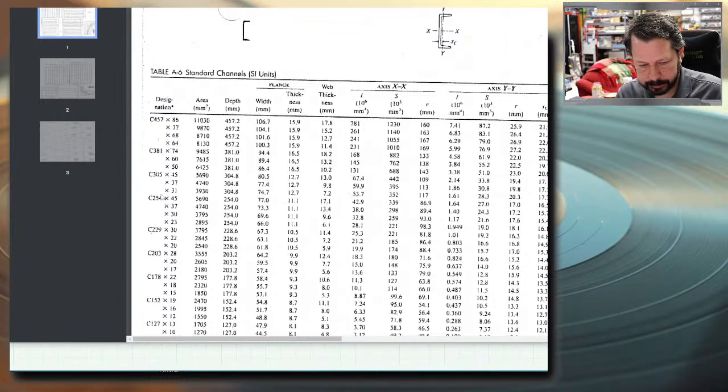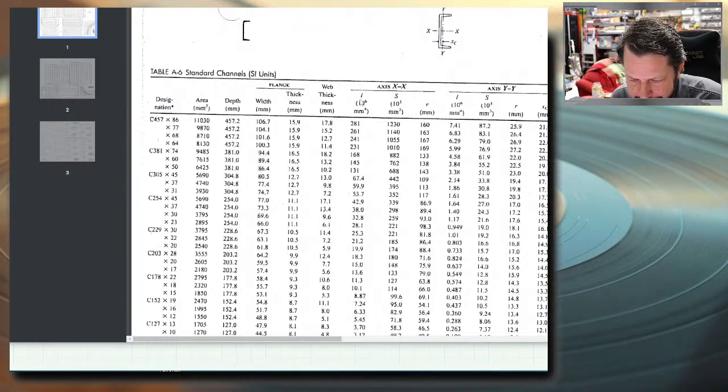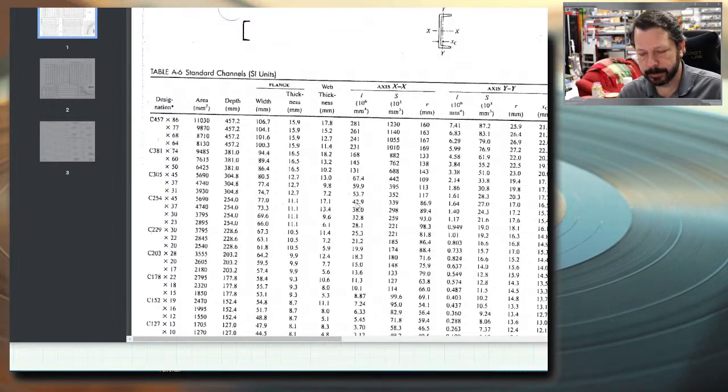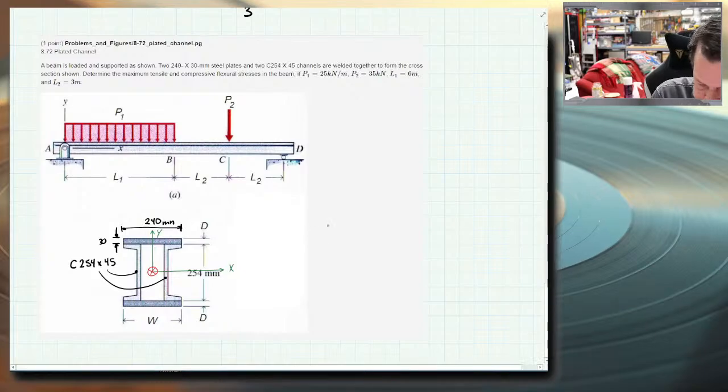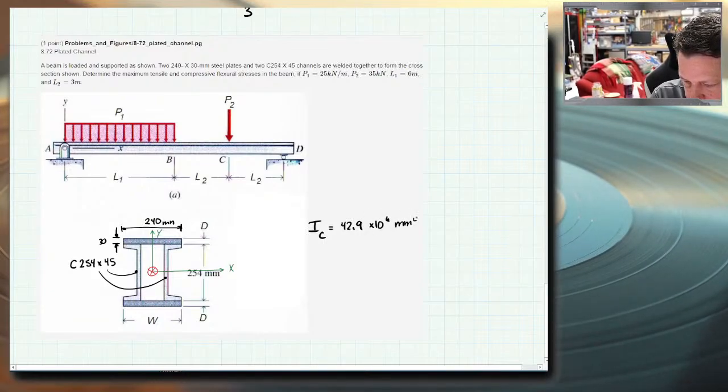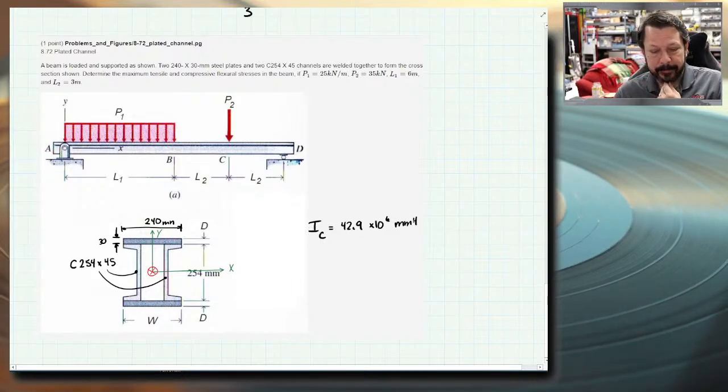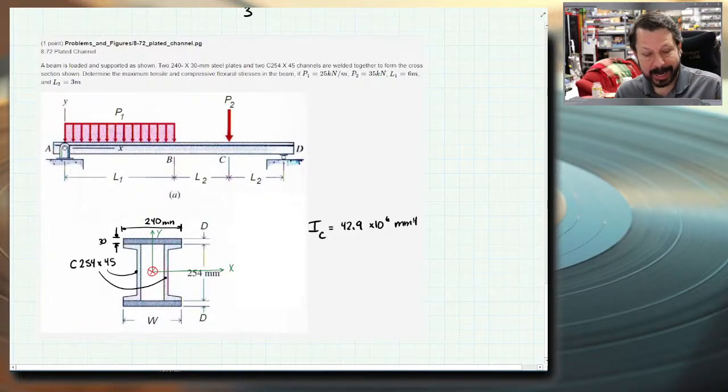So that puts me under this column, with 42.9 times 10 to the 6th millimeters to the 4th being the moment of inertia of the two channel beams that comprise this thing. So let's write that down. I for the C beam is 42.9 times 10 to the 6th millimeters to the 4th. And there's two of those, so when I'm creating the entire moment of inertia for the composite beam, I'll just multiply this number times 2.